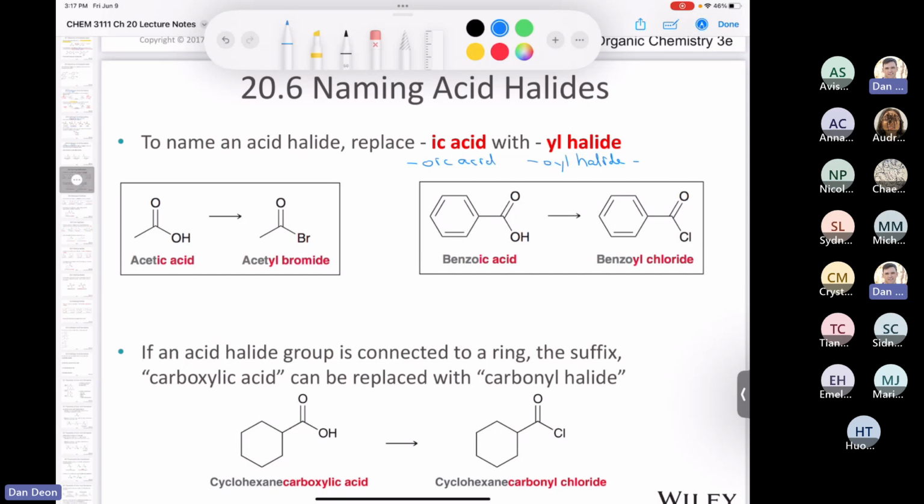Okay, so let me show you some examples here. If you have acetic acid, it's acetyl bromide, right? You replace it with yl and then bromide. If you have benzoic acid, it becomes benzoyl chloride, right? You replace the ic acid with yl chloride.